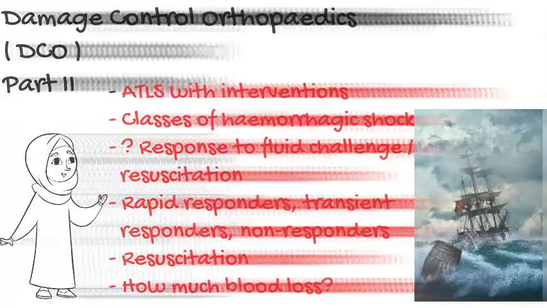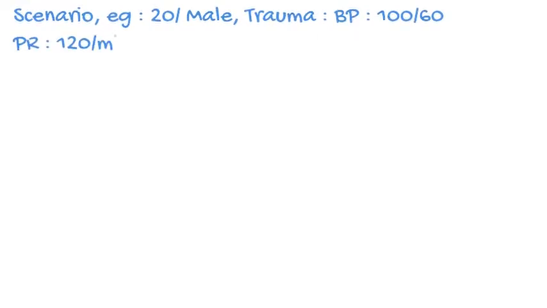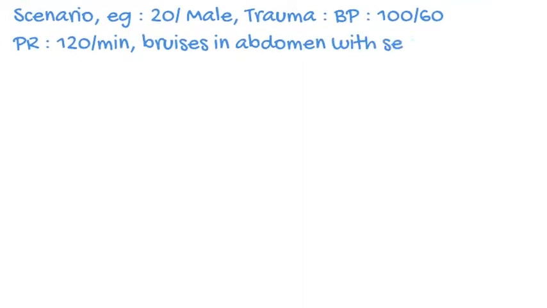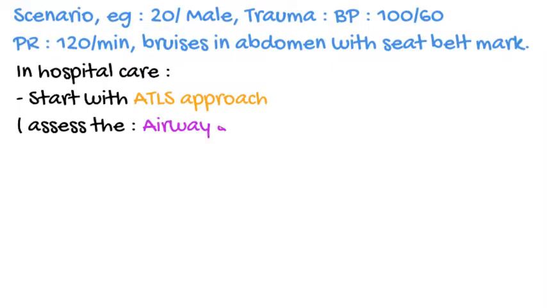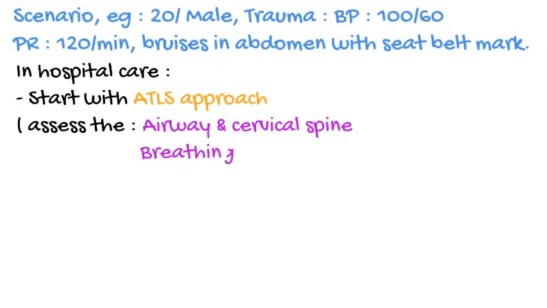Okay, now I want to give you a scenario. Let's say you are asked in Viva, for example, a 20-year-old male who has a history of trauma. Then in the emergency department, ED, you notice the patient has a blood pressure around 100/60 mmHg and a pulse rate around 120 beats per minute. There are bruises in the abdomen with a seatbelt mark. So how would you approach this question?